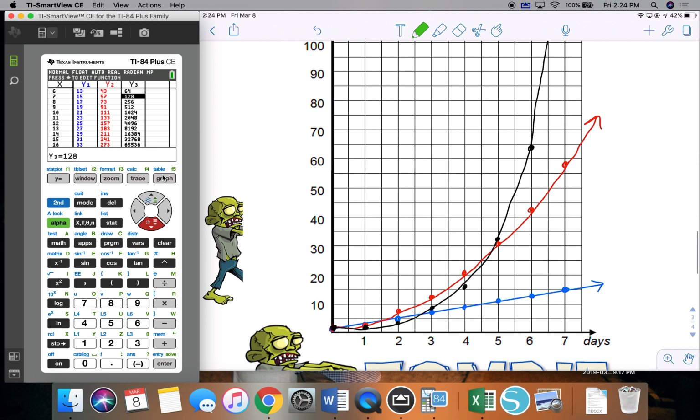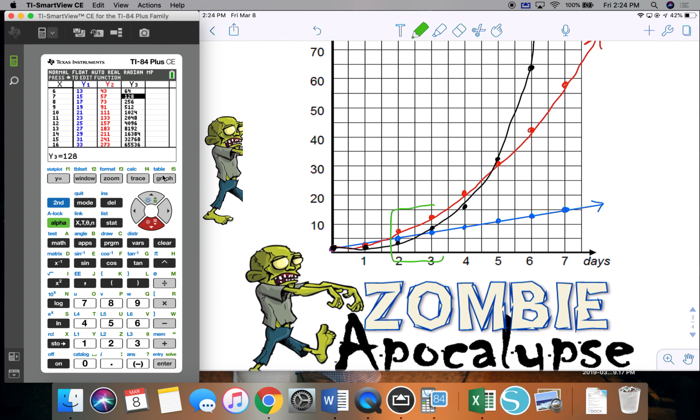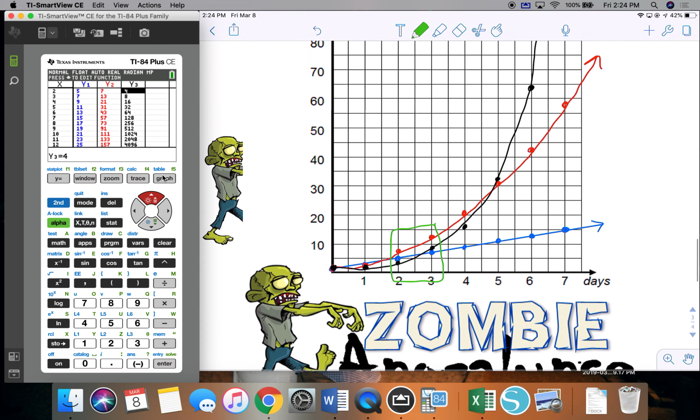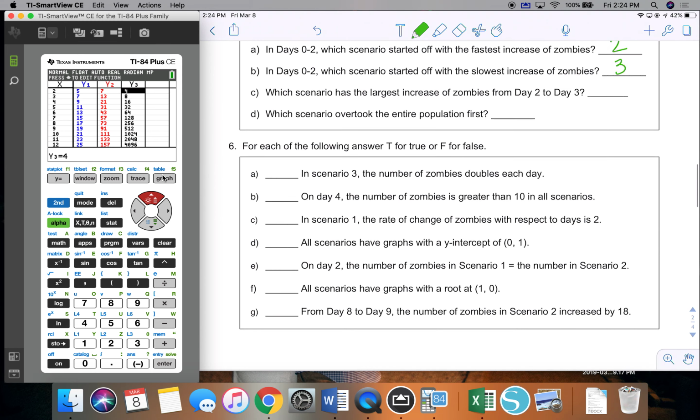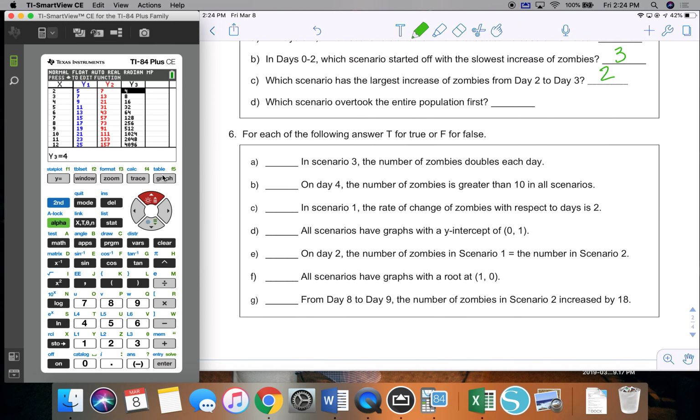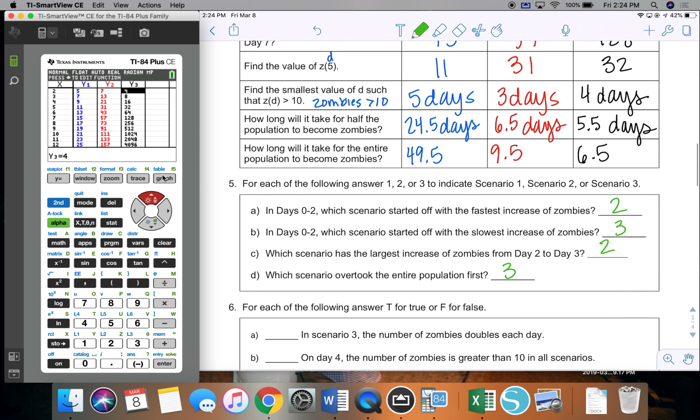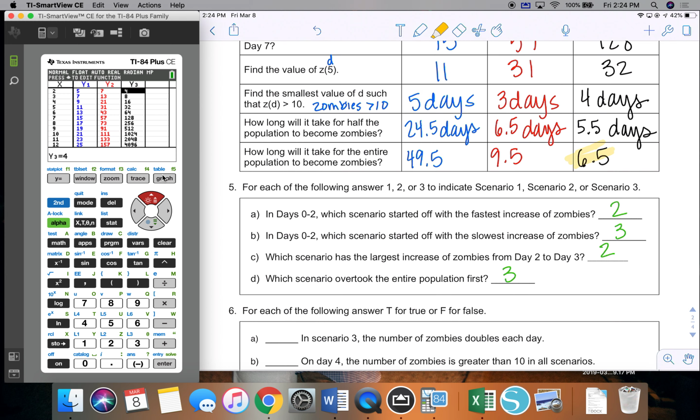Largest increase from days 2 to 3, so right here. Or if we want to look back at the table, we can. So 2 to 3. Let's see, scenario 1 goes up 2. The red goes up 6, and black goes up 4, so that'd be scenario 2 again. And then who took over the population first is scenario 3. We saw that here. They would take over the fastest to become zombies.